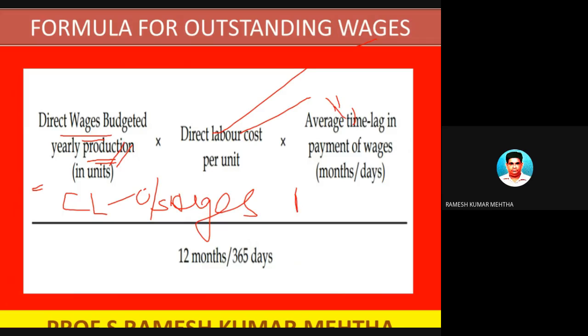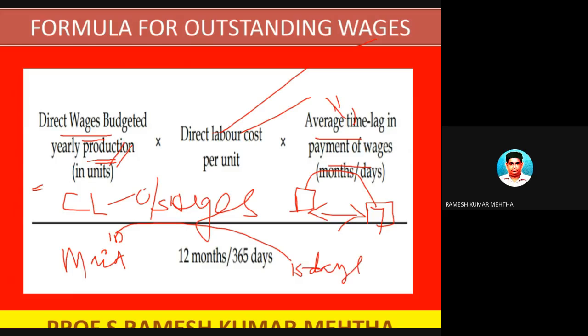Means today the labor has worked, we are going to pay after 7 days or 15 days. So this is called the lag from the date of expenses being incurred. So average time lag in the payment of wages. For example, in our case, a maid works at our house. So we will not pay the first day of the month's wage on the same day. We'll pay after, for example, 15 days. So this is the time lag as far as payment of wages is concerned.